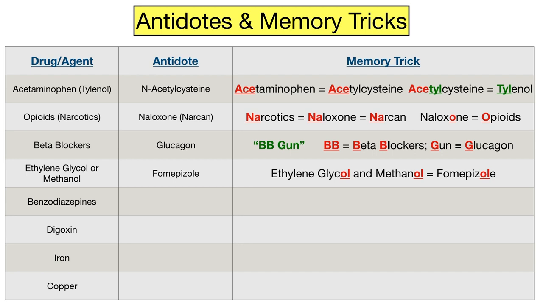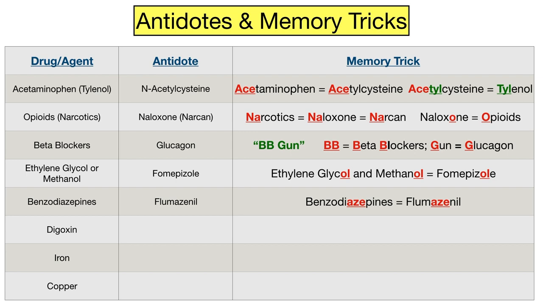Next we have benzodiazepines, which are a class of medications used for anxiety, seizures, alcohol withdrawal, among other indications. The antidote here is flumazenil. This again is another easy trick if you just use the letters in the name. Both benzodiazepine and flumazenil contain the letters AZE. It can be easy to mix up fomepizole and flumazenil when first learning them since they both start with F and have a few similar letters in them, so hopefully these tricks will help you remember them.